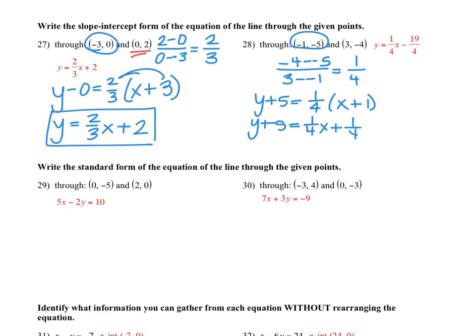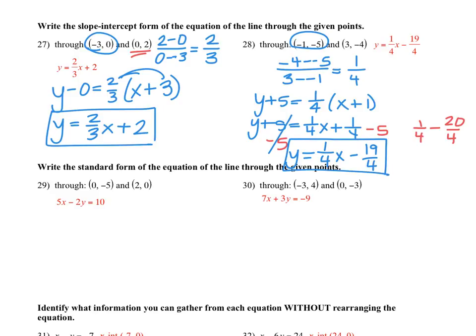And I think you all told me in class that you thought it was easier to get rid of the fractions and then kind of work back around. I'm not sure if that's true or not, so I'm just going to subtract 5 so we keep the same pattern. But remember, when you do this little subtraction here, you need to have the same denominator. So 1/4, if I want to subtract and have the same denominator, I'm going to have to make this top number 20, because 20 divided by 4 is 5, which is going to give me a final answer of y equals 1/4 x minus 19 over 4.